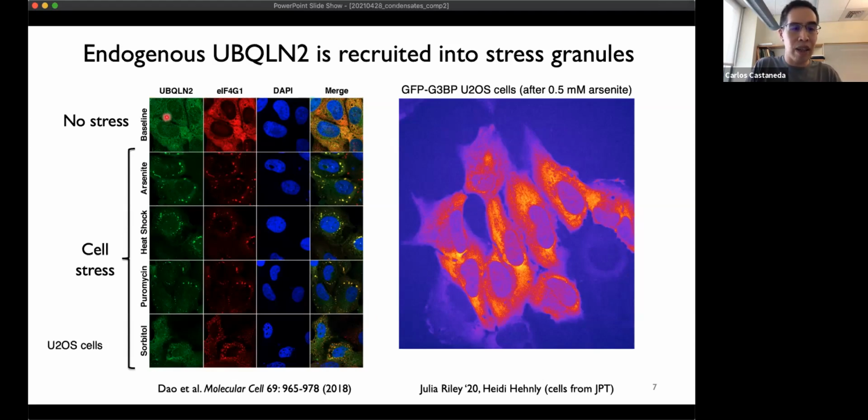And so what I'm depicting on the left-hand side here is ubiquilin-2 under no stress conditions. And you can see how it's largely diffuse in these 3 cells here. And it reorganizes into this punctate-like state upon stress, upon different types of stress. So arsenite, which is a common stressor that's used in the field to mimic oxidative stress, heat shock, and some of these other stressors as well.